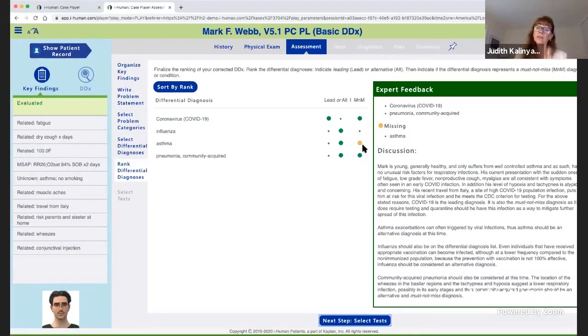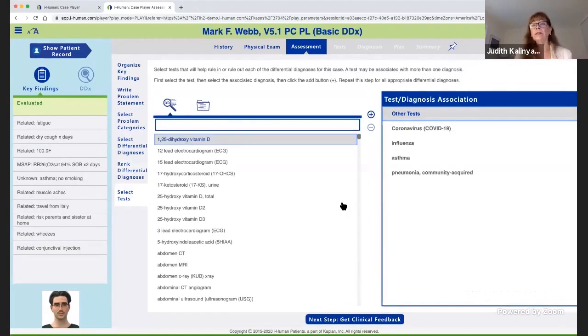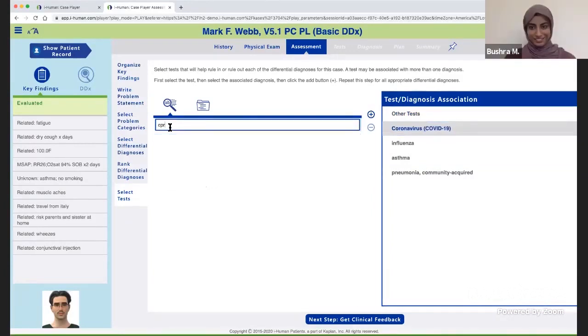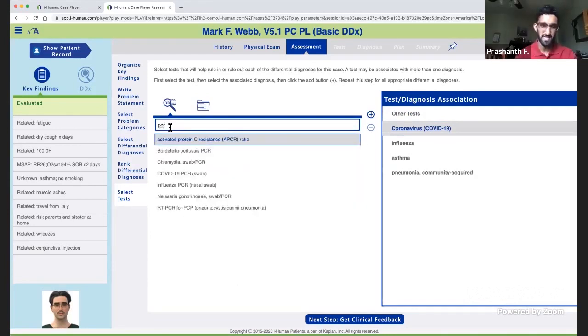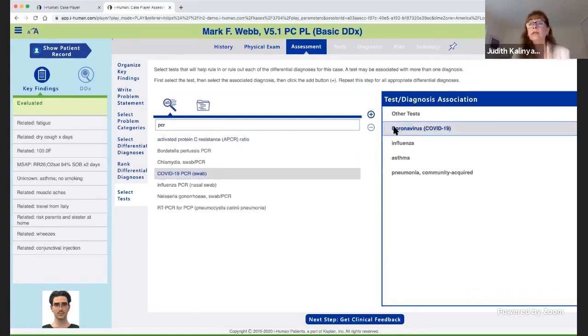It puts him at increased risk if he's not aerating certain areas. And so that might have been the author's thought process. Selecting tests. Ultimately, we now need to determine what we are going to order in order to rule in or rule out a diagnosis. So for coronavirus, what do you want to get? The COVID test. Okay. I was thinking an X-ray, just in general, but okay. So we're going to do a COVID test.